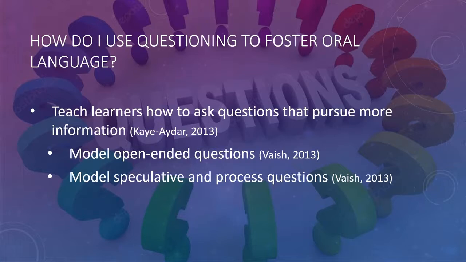Vaish did a study that showed students tend to model the types of questions asked by their teachers. If students model the question patterns of their teachers, then teachers should try to ask more open-ended questions and questions that elicit more elaborate answers from their students. Students also need teachers to model what speculative and process questions look like so that they can participate more in conversational learning.